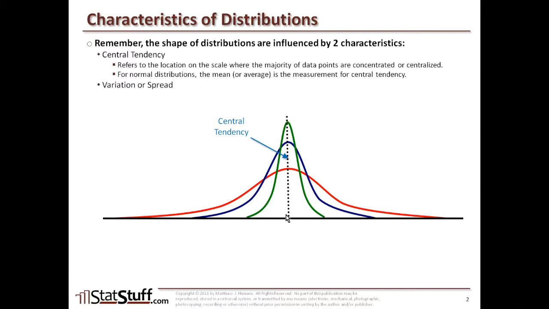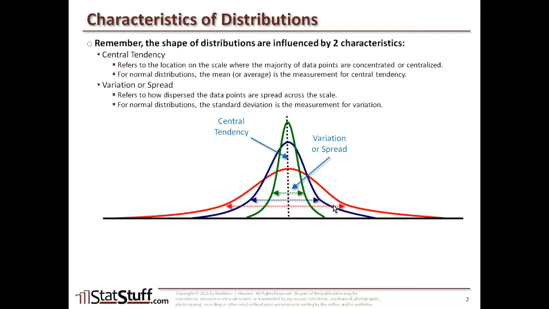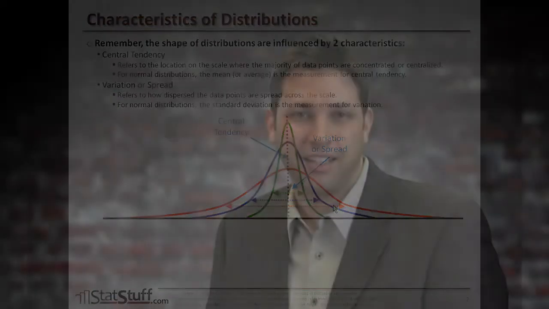The other characteristic is variation or spread. This is referring to how dispersed or spread out the data is from the central tendency. For each of these distributions, they all have varying degrees of how far spread out they are. Even though they all have the same central tendency, they are all different in how spread out they are from that central tendency. And usually for normal distributions, it'll be the standard deviation that's going to be our measurement for spread or variation.